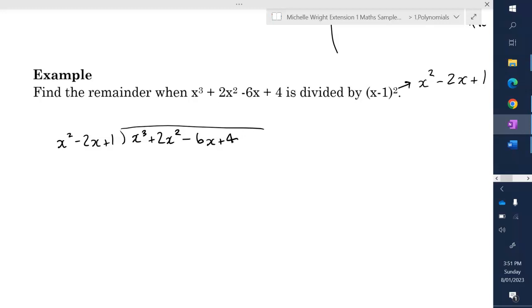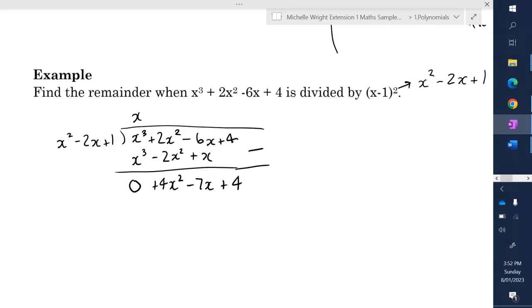Okay, how many times does x squared go into x cubed? It's going to be x. x times x squared is x cubed, minus 2x squared, plus x. We're going to subtract each of those terms. So x cubed minus x cubed is 0. 2x squared minus minus 2x squared is 2x squared plus 2x squared, which is 4x squared. Minus 6x minus x is minus 7x, and our plus 4 stays there.